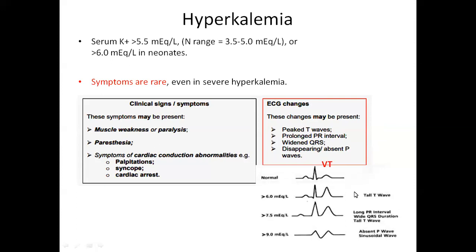You'll usually get tall T waves when potassium is more than 6, and your PR interval will be prolonged and QRS wide when it crosses more than 7, and you'll go to a sinusoidal wave or VT when it crosses more than 9. These are rough values, but any child can develop any ECG change at any point of time depending on the rapidity of the potassium increase. Sometimes the child had potassium of 3 and it increased to 6, and the child can develop ECG changes. So never think that a child will not get any ECG change if potassium is 5.8 or 5.9. It depends on the rapidity of increase.